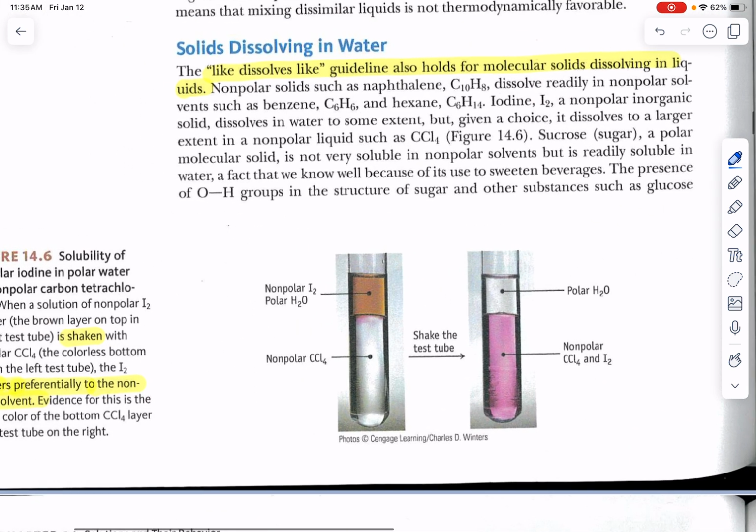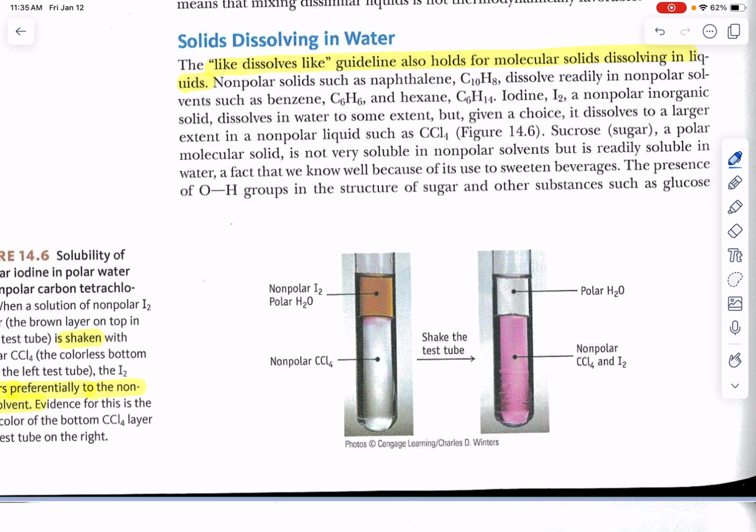Here's another example of like dissolves like, where we have some iodine dissolved in polar water. And iodine, of course, is nonpolar, but you'd have significant dispersion interaction forces because it's a big molecule. And you have nonpolar carbon tetrachloride down here. Now, when you shake up the tube, the iodine, being nonpolar, prefers to be dissolved in the carbon tetrachloride. And so now, whereas it's brown in the water, in the carbon tetrachloride, it turns a more purple color.